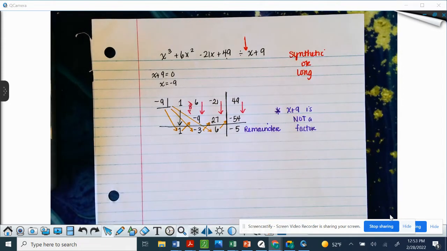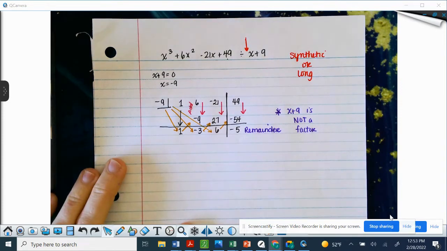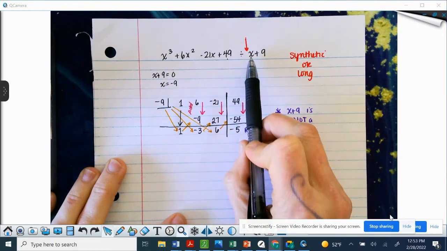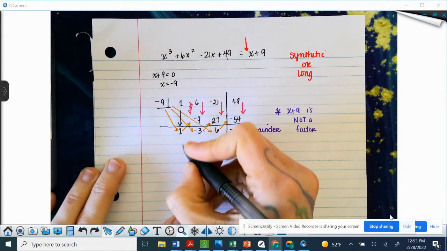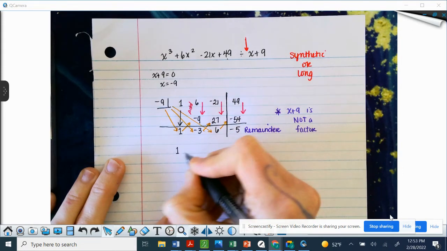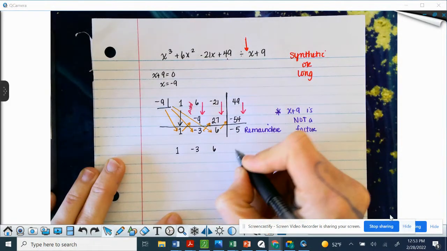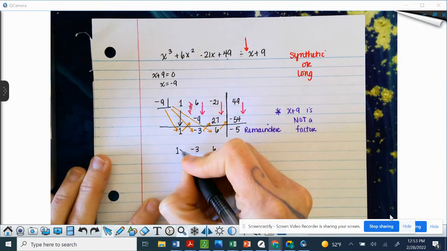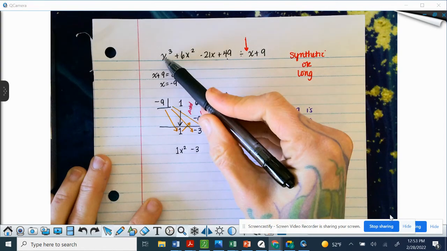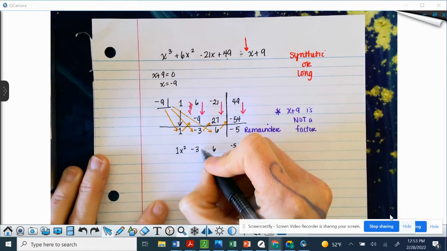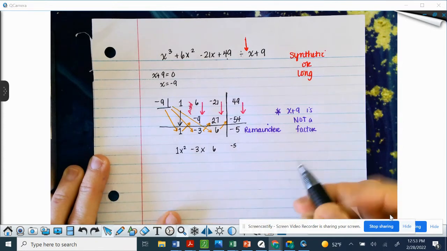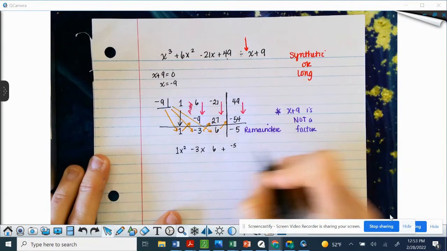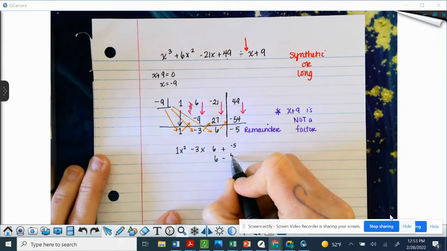To write your answer, and this is another portion that takes a minute to stick in your brain, so you just got to practice. We started with a cubed function, and we're dividing 1 out, so our answer is going to have to be a squared function. So you're going to take your numbers, 1, negative 3, 6. We're going to write negative 5 up high, and I'll show you why in a minute. And this is going to be an x squared, because we pulled 1 out, so that means I still have x cubed. Then the next one is going to be x, and then the last one is going to be a constant. That negative 5, you can put plus a negative 5 if you want, or you'll see it written as x squared minus 3x plus 6 minus 5 over x plus 9.